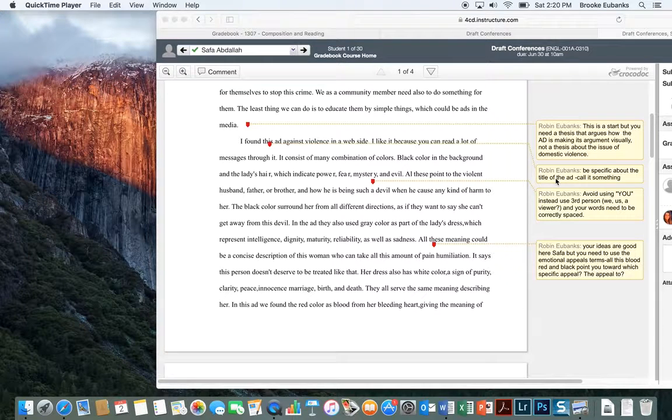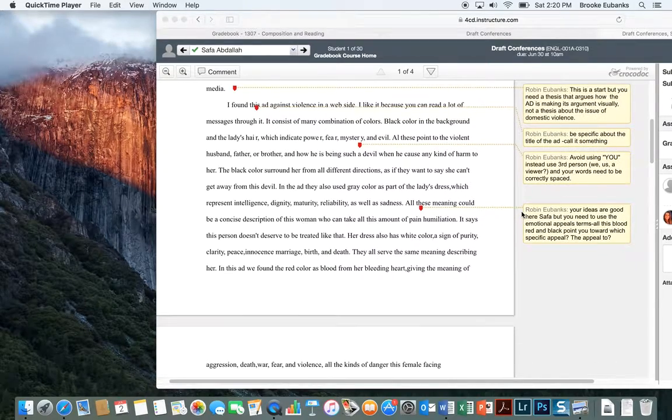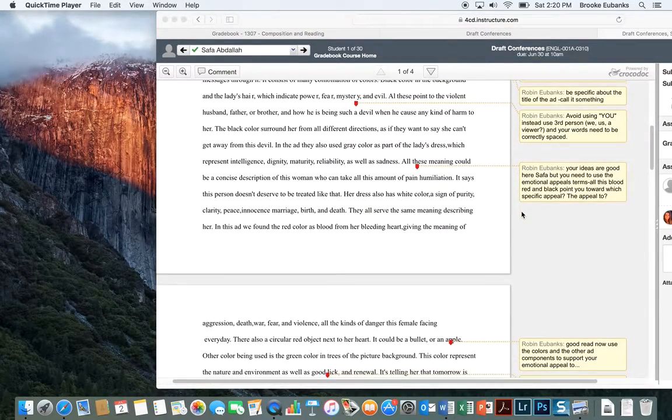There's some other specific feedback. A lot of people are very vague about their ads. "I found this ad against violence on a website." Be specific. Give your ad a title. The anti-domestic abuse ad was on such-and-such website. You always want to avoid using "you." You're not writing me a letter. We want to use instead the third person. You can use words like we, a viewer, a reader of this ad, us, okay? Those are better options than second person.